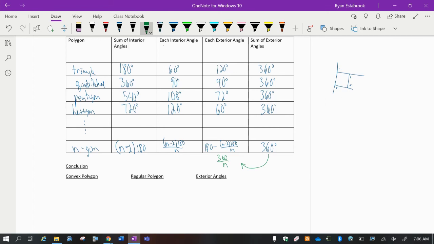Again, for these two on the inside, this is assuming that the shape is regular, whereas these two outer columns, the sum of the exterior and the sum of the interior, hold as long as it's convex. It doesn't have to be regular.